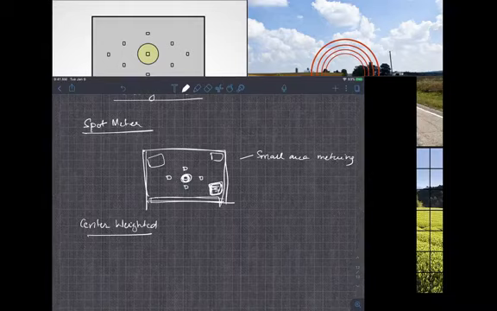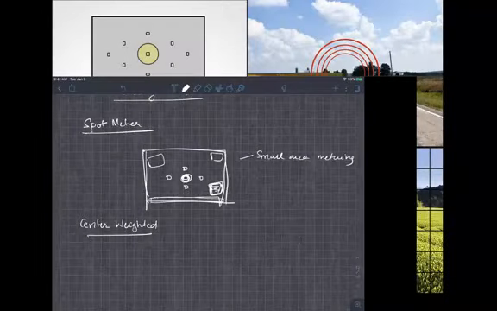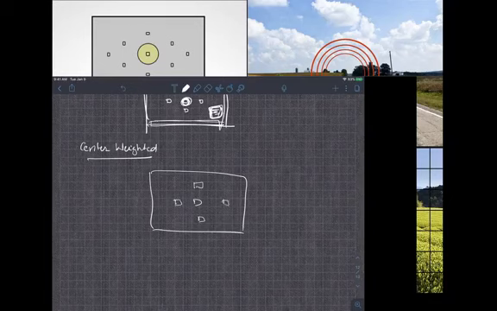So center weighted is this mode, which is on the top right of this presentation, here, right? So how does center weighted work? Center weighted metering works like this. If this is your frame, same thing. These are the focus points.